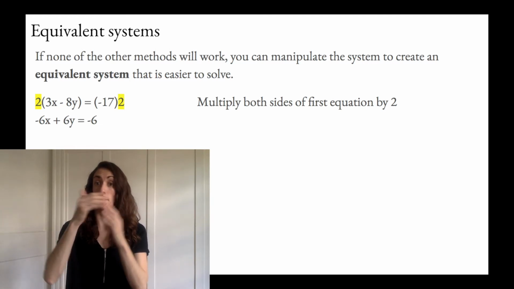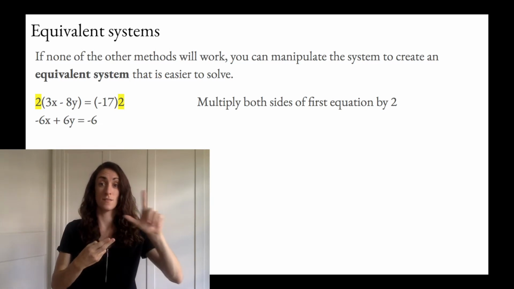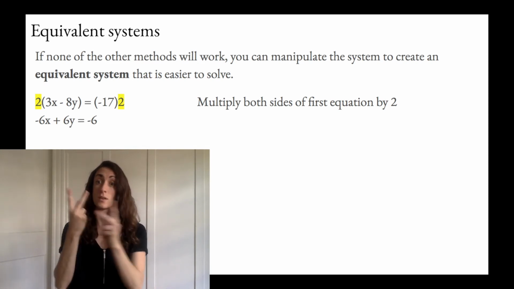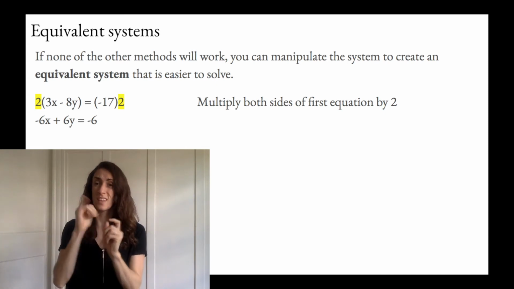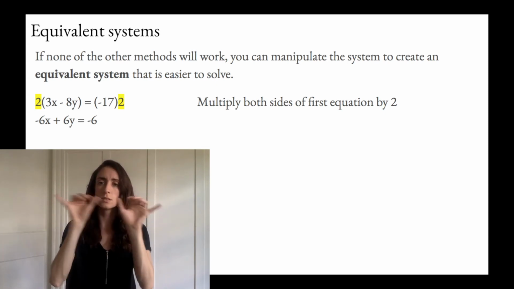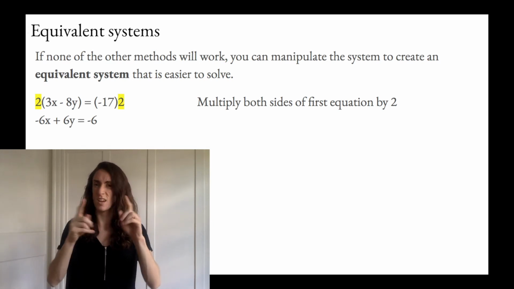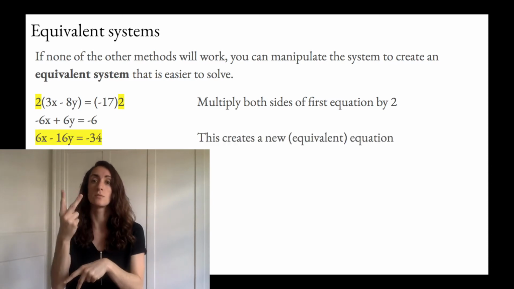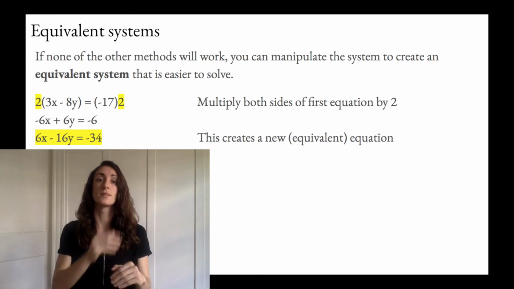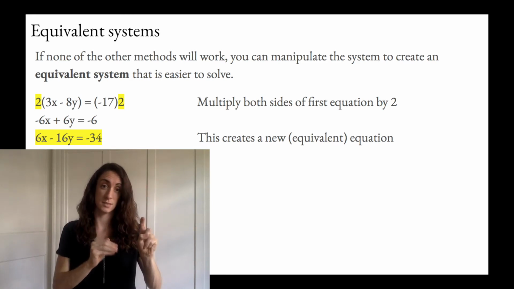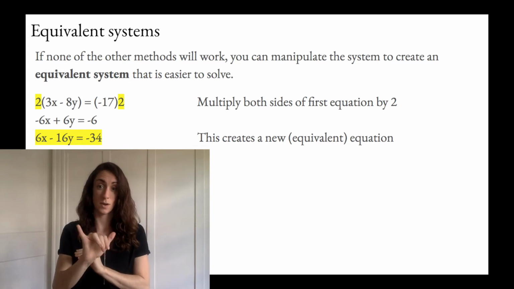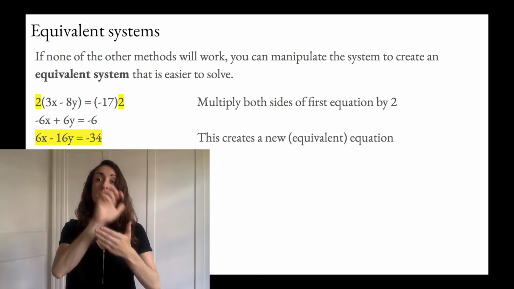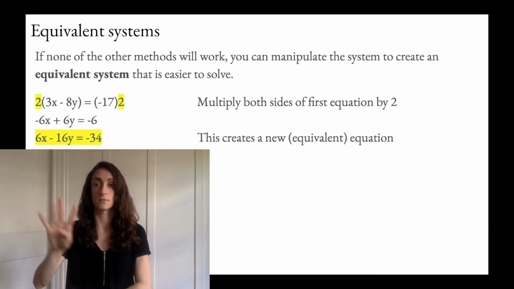So that top equation, the first equation in the system, we're going to multiply the left and right side of the equation by 2. By doing that, we haven't really changed the system at all. That new equation still represents the same information as the original equation. We've just multiplied both sides by 2, but they're still equal. So let's do that. We'll multiply both sides by 2, and we'll get this new equation. 2 times 3x is 6x, 2 times negative 8y is negative 16y, and 2 times negative 17 is negative 34. So we have this new equation, 6x minus 16y equals negative 34, and that's equivalent to the equation that we started with.